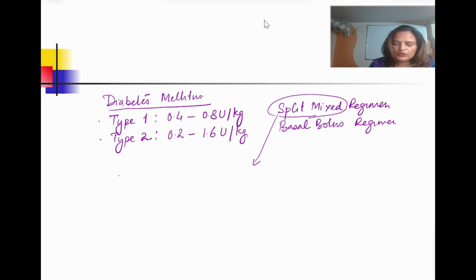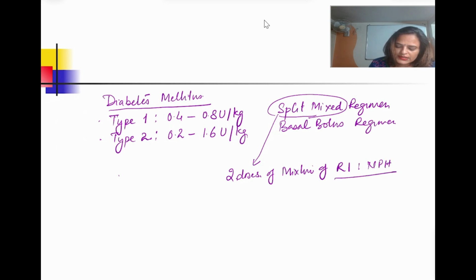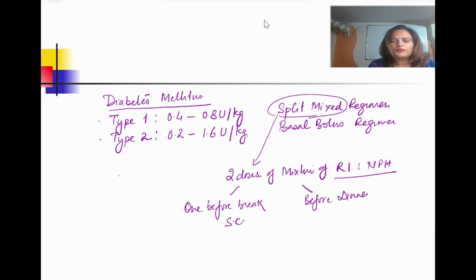Now, in split mix, we split the dose into two doses. They are given of what? A mixture of regular insulin with neutral protamine insulin. We give a mixture. And two doses how? One before breakfast and another one before dinner. We give it by the subcutaneous route.